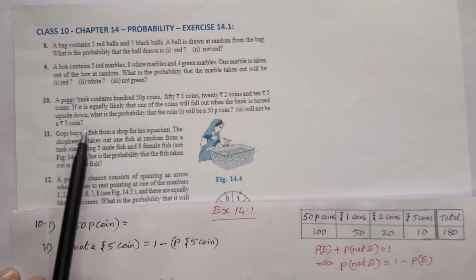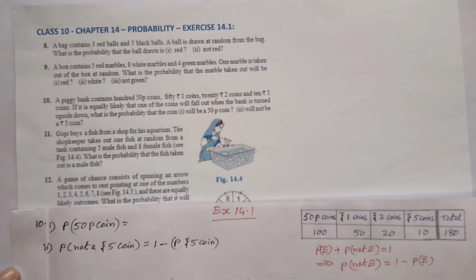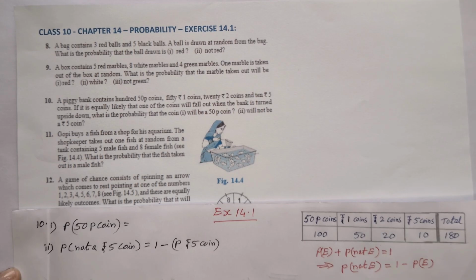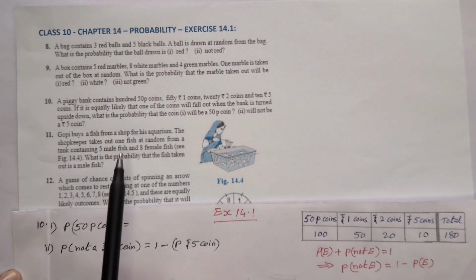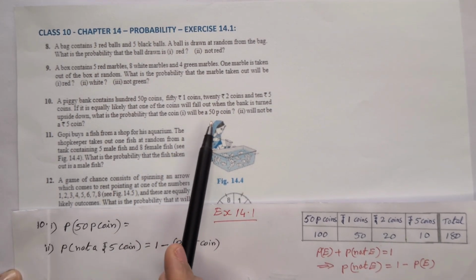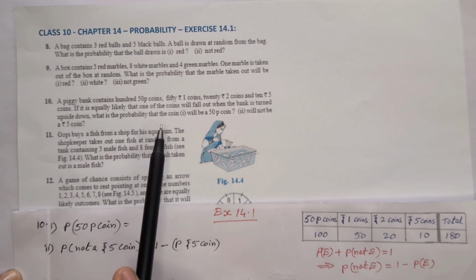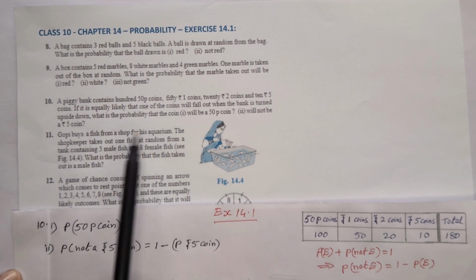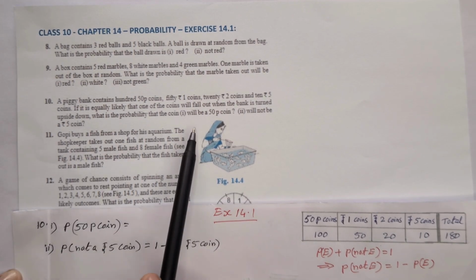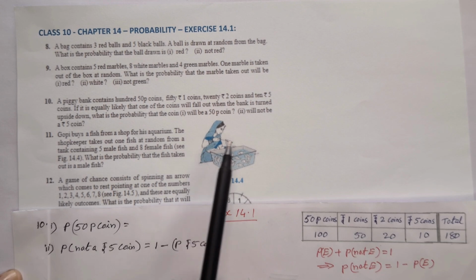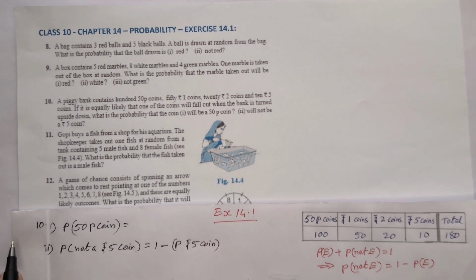Tenth question. A piggy bank contains 100 50 paise coins, 50 1 rupee coins, 20 2 rupee coins, and 10 5 rupee coins. If it is equally likely that one of the coins will fall out when the bank is turned upside down, what is the probability that the coin will be a 50 paise coin and will not be a 5 rupee coin?